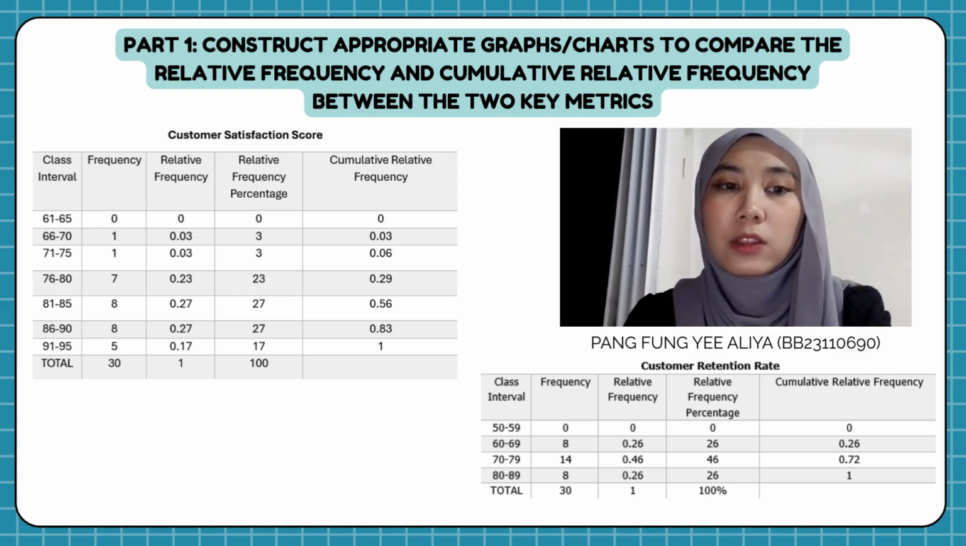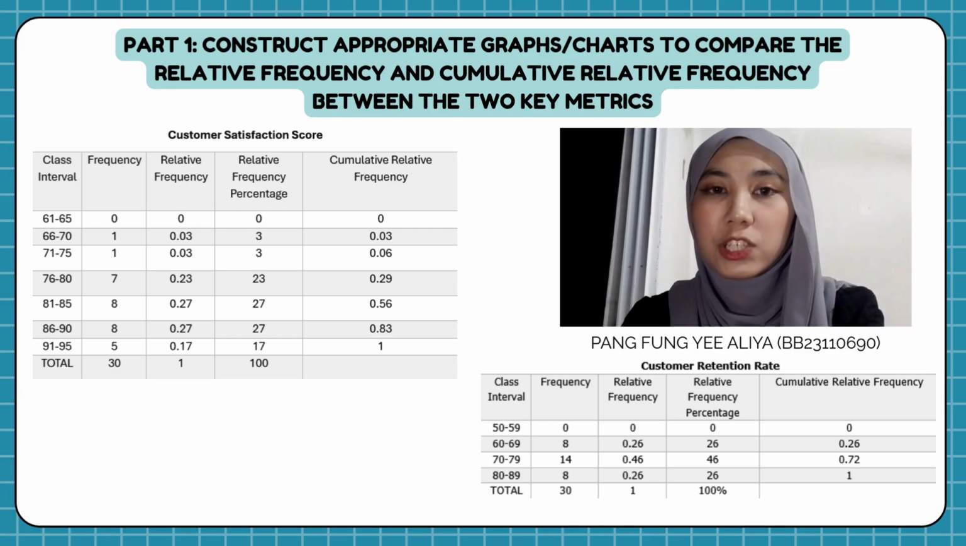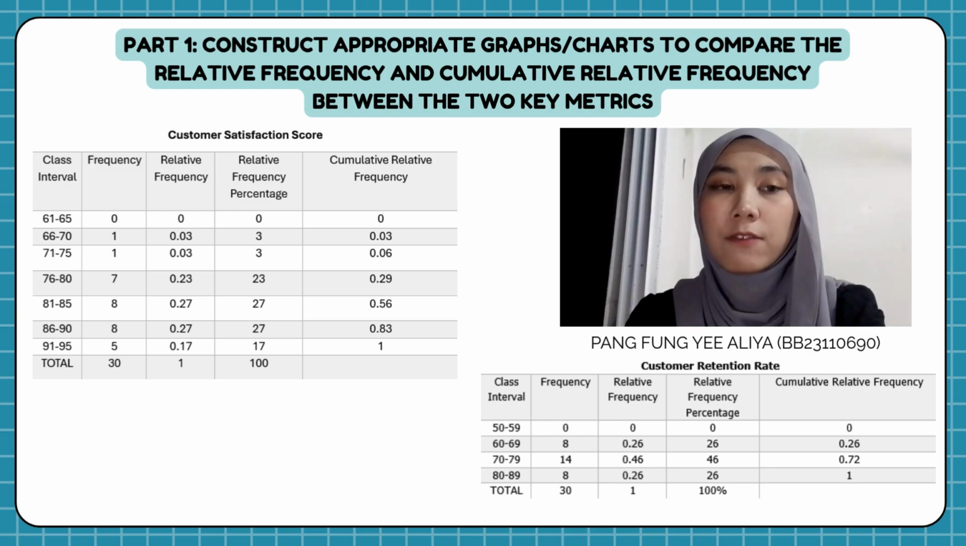To do this, we need to divide the class frequency by the total, which is 30. For example, class 71 to 75 has a frequency of 1, so 1 divided by 30 is 0.03. Next, class 76 to 80 has a frequency of 7, so 7 divided by 30 is 0.23. We repeat this for all the intervals.